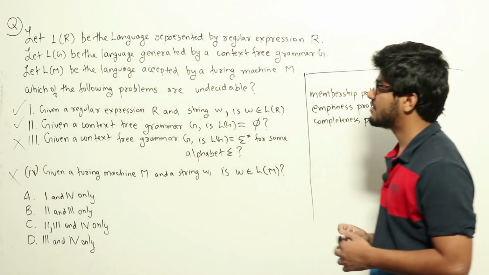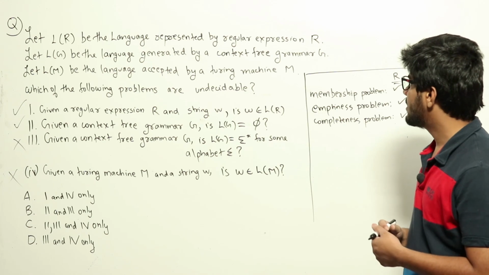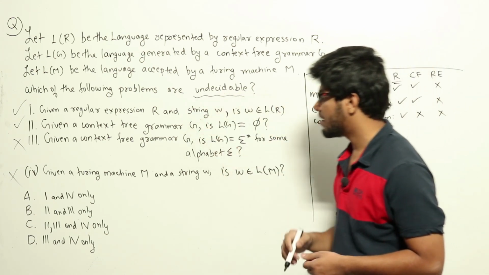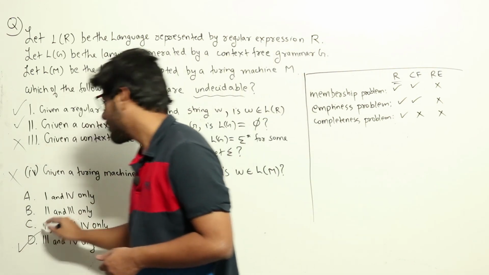So 3 and 4 are undecidable here, 1 and 2 are decidable. And in the question they were asking which of the following problems were undecidable. So the answer is 3 and 4. Option D.